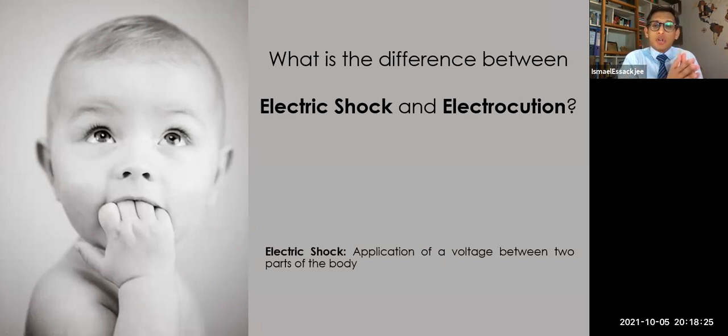So electric shock is the application of a voltage between two parts of the body. Maybe you are holding two connectors, two cables in your body. Okay, I'm seeing a few of those. Very good answers, a few answers in the chat box. That's very good from you. So electric shock, application of a voltage between two parts of your body. So you can have a tingling effect. It may prompt you to start dancing as well. We don't know what type of tingling effect, where it's going to tingle you ultimately.